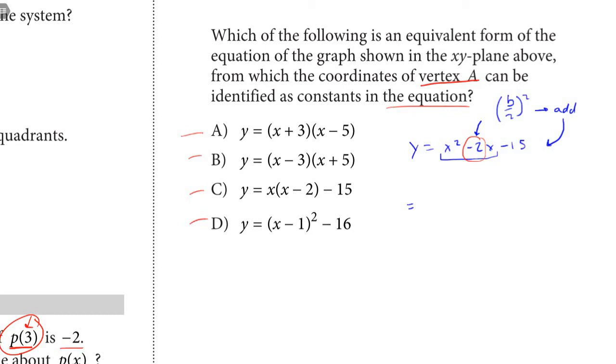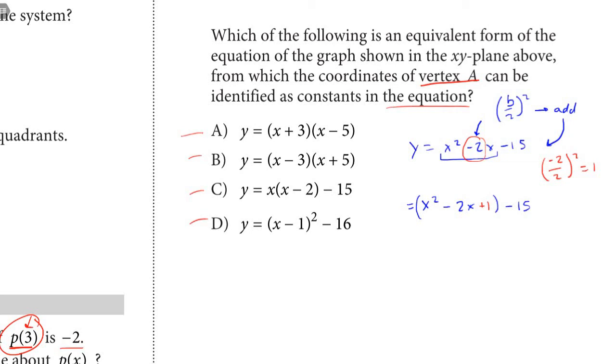So you have negative 2 divided by 2, and square it. Negative 2 divided by 2 is negative 1. You square that, you get 1. So we're going to add that 1 to this equation. So we will get (x squared minus 2x plus 1), and I'm going to throw some parentheses, because I like to throw parentheses, minus 15. But notice how by adding that 1, I just messed up this whole equation. It's not the equation it was before.